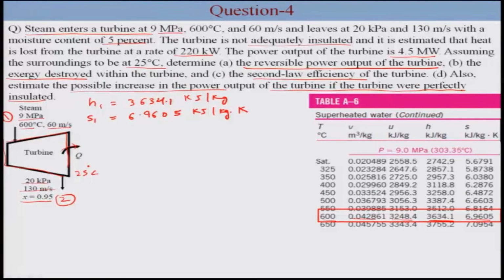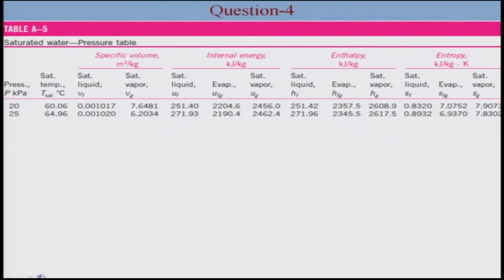Now for water, it is already given in the question that it is a mixture of liquid and vapor. So we can find h2 from hf at 20 kilopascal, because the pressure is 20 kilopascal, plus x, which is 0.95 multiplied by hfg at 20 kilopascal. For obtaining these values, we need to see the table of saturated water.